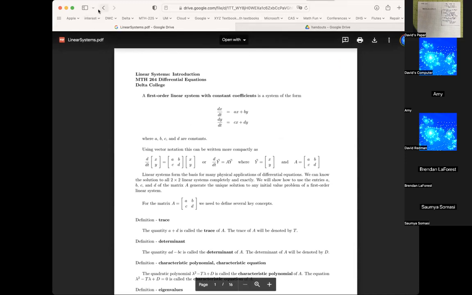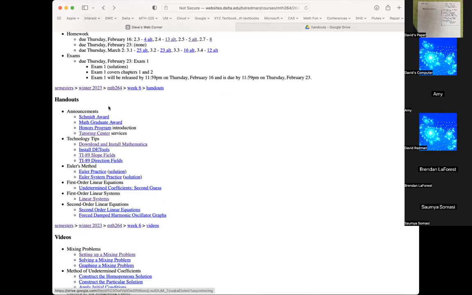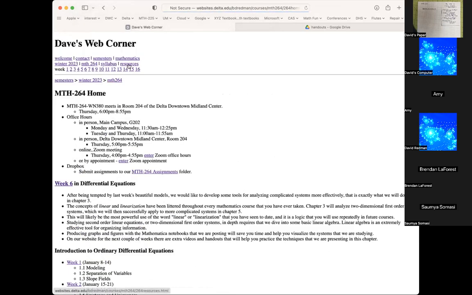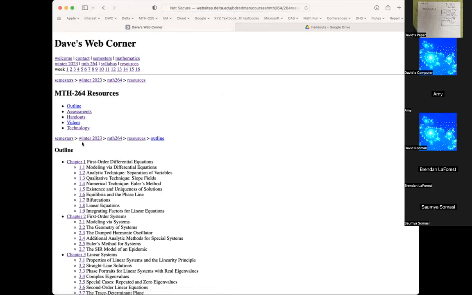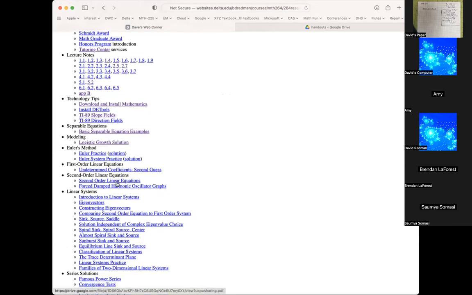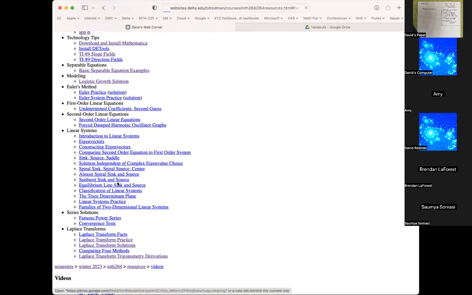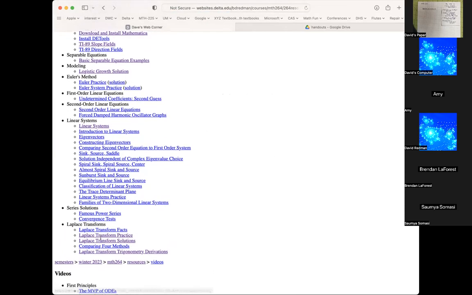So again, this is presented right here, week six, handouts, first order linear systems. These are the analogy to the first order linear equations we did in chapter one. I'm going to add more links here, but under our resources page where we collect all handouts, notice that. Let me reload. You might have to reload to get this linear systems link right here.